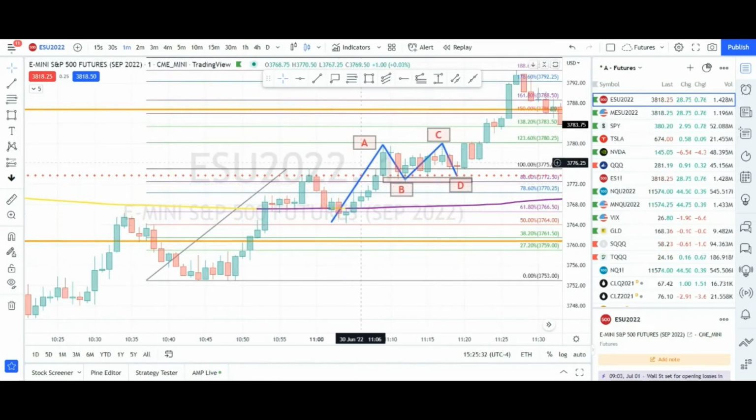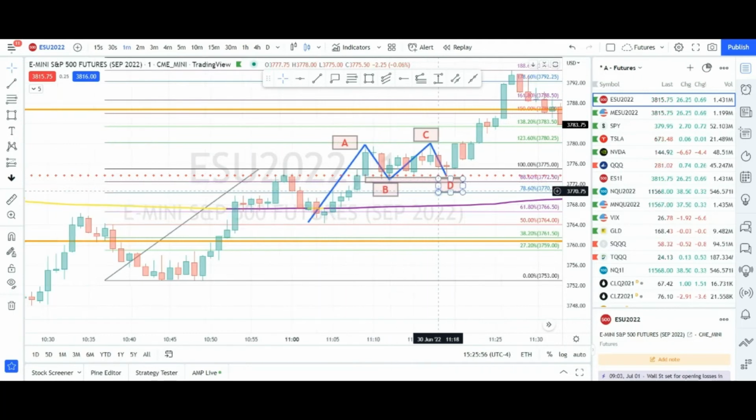The price broke this VWAP. Previously it also broke the VWAP, but didn't close above it. This time price broke the VWAP and stayed above the VWAP, which means the line didn't change color. This is your B. Again it tried to break this line, didn't break this resistance area. Did it close below this line?